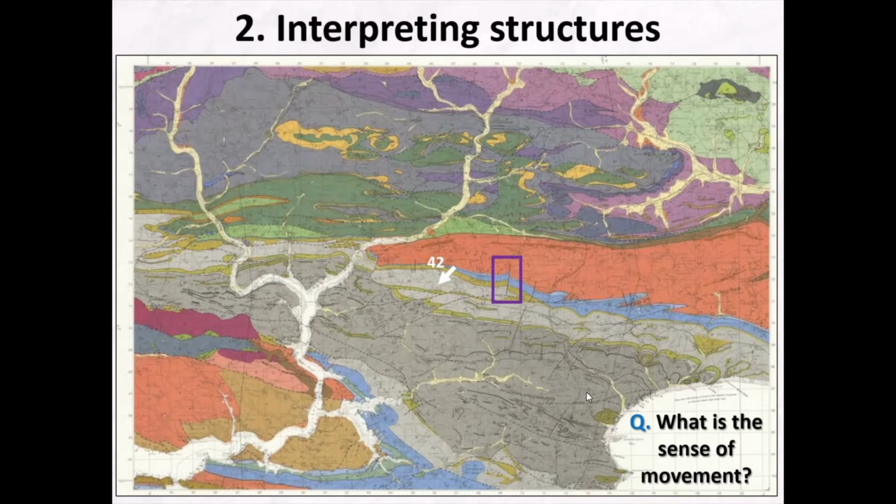Then if I were to interpret the sense of movement of this fault, I think if I was stood on that map looking across the fault, I would see that the rocks on the other side of the fault had been shifted to the right, they've been moved to the right, so their sense of movement would be dextral.